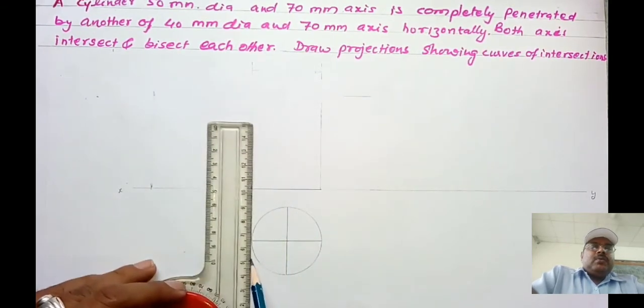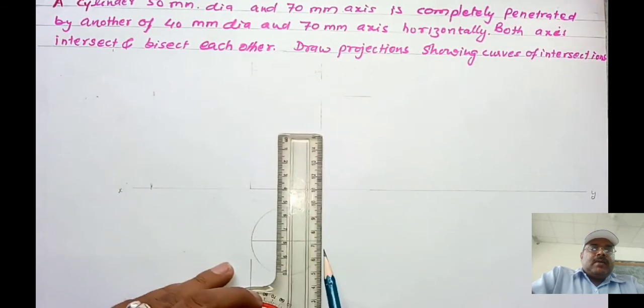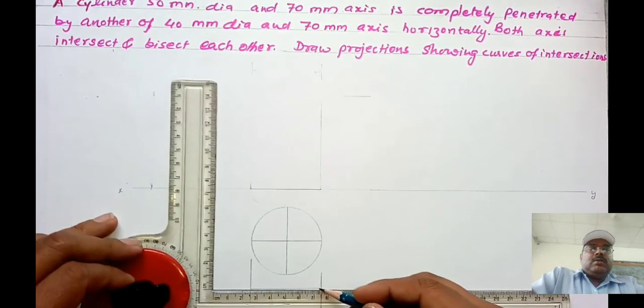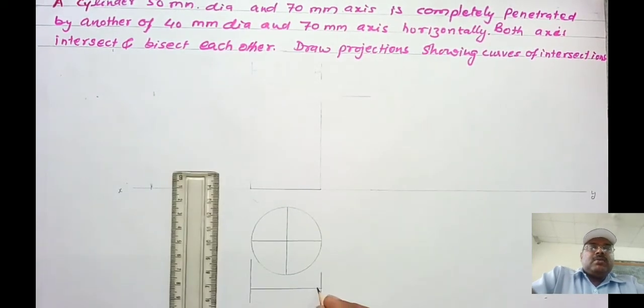We have to make 8 equal parts of the circle. Before that, give the dimension to the circle, 50 millimeter diameter.